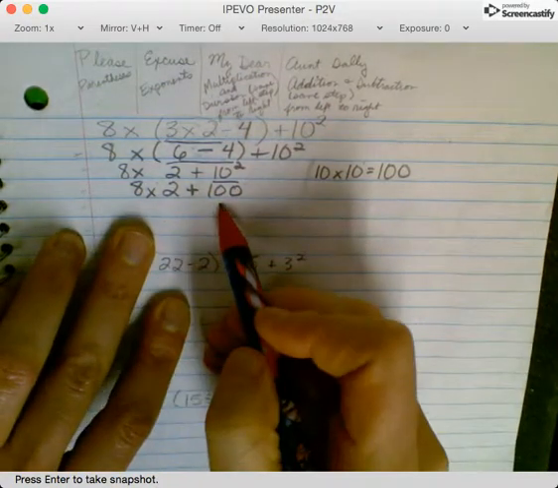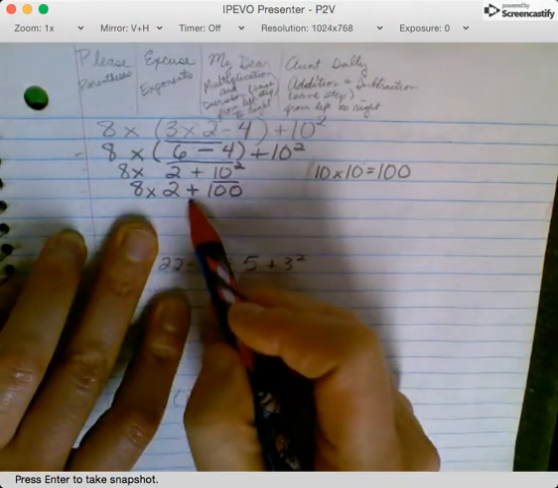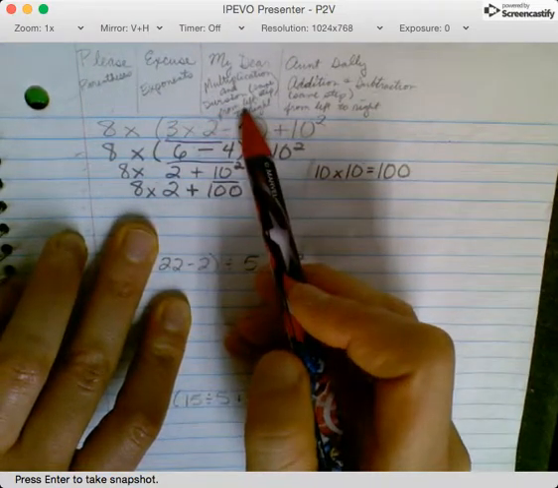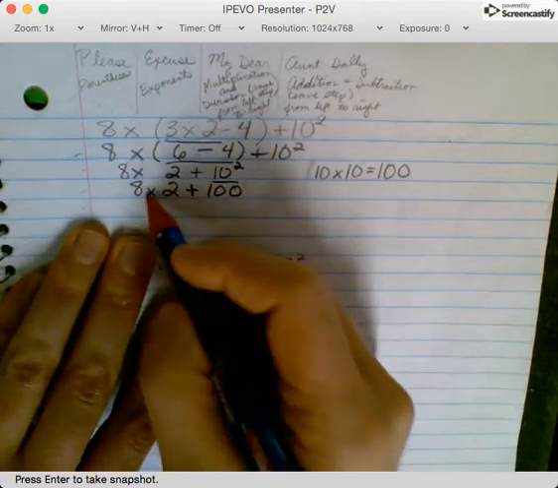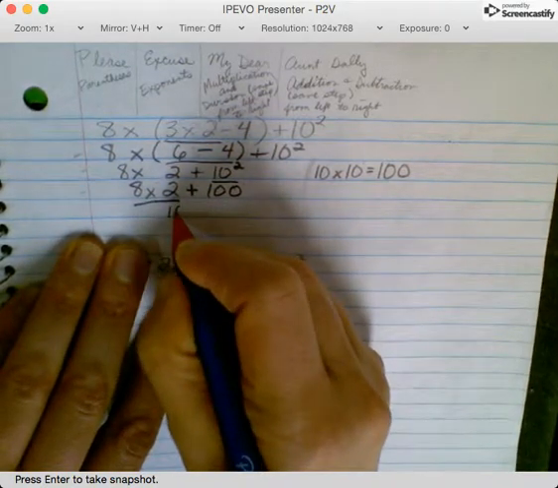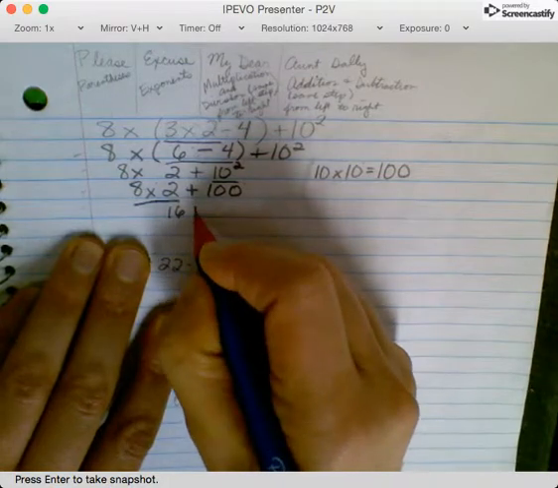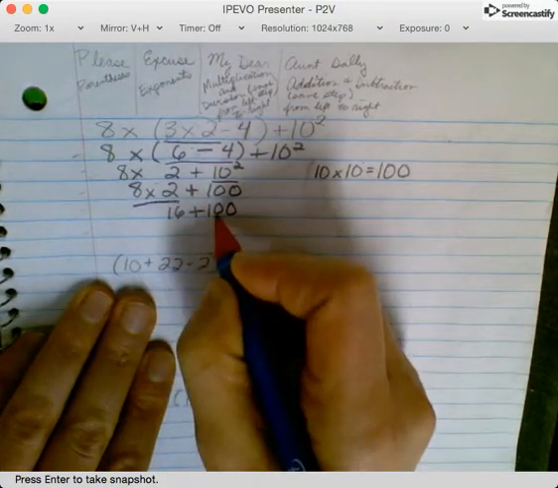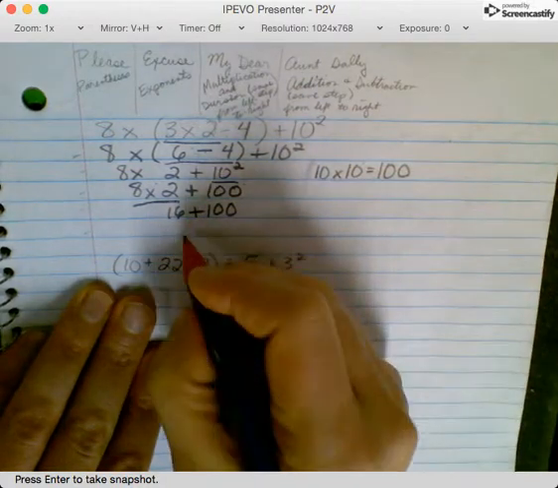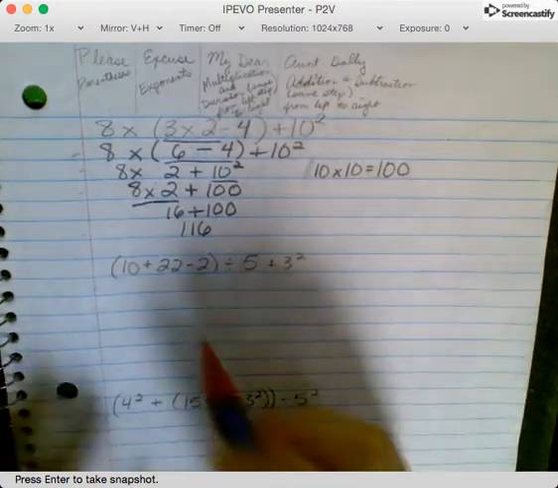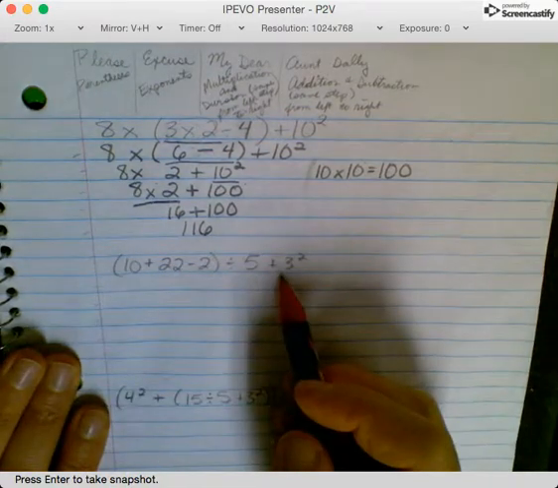Now I just have multiplication and addition. So I did please excuse my dear is multiplication and division. So I do the multiplication next, which is 8 times 2. And then I leave my plus 100 the same. Now I just do plus 100. 16 plus 100 is 116. Okay. Let's look at the next problem.